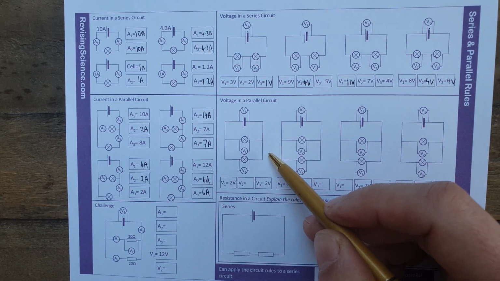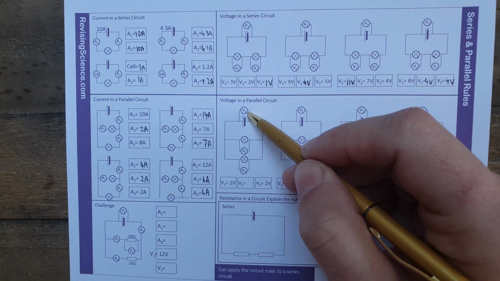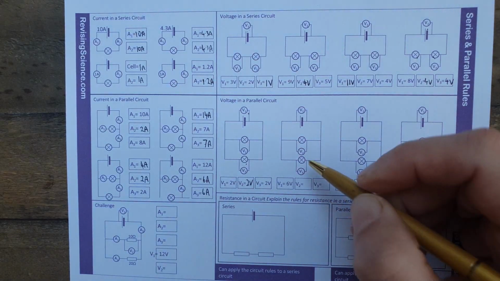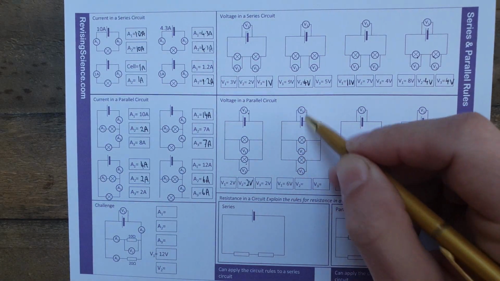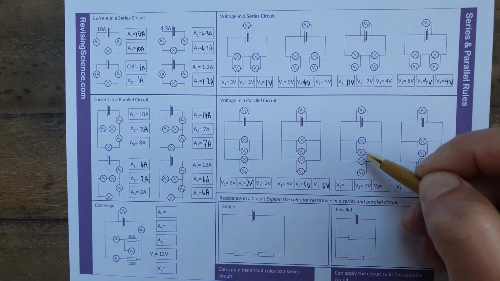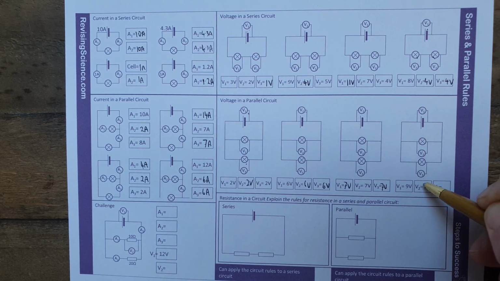In a parallel circuit, remember our rule for voltage is the same everywhere. So if this voltmeter is 2 volts and this one is 2 volts, this one is also going to be 2 volts. If this voltmeter here is 6 volts, again the same everywhere, so they're both going to be 6 volts. Same idea, 7 volts and 7 volts, and again 9 volts and 9 volts.